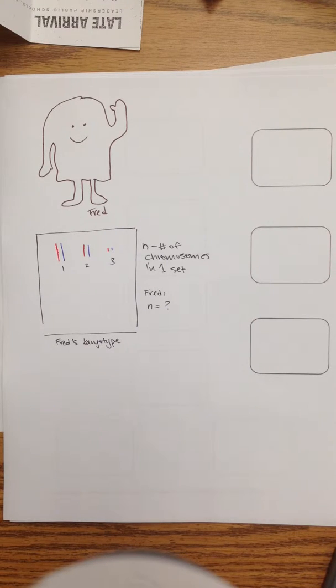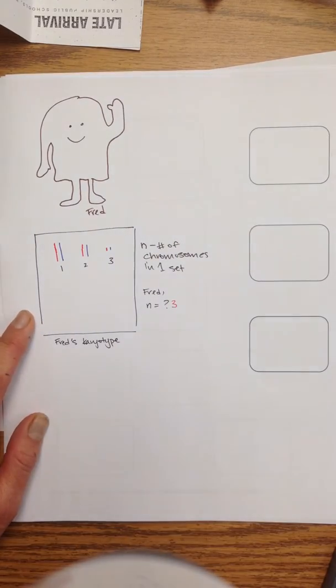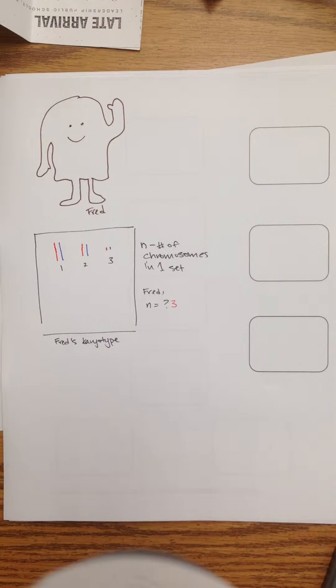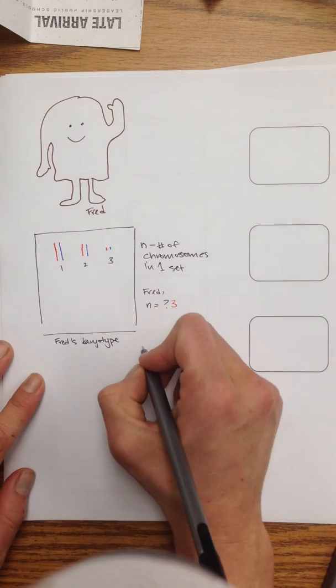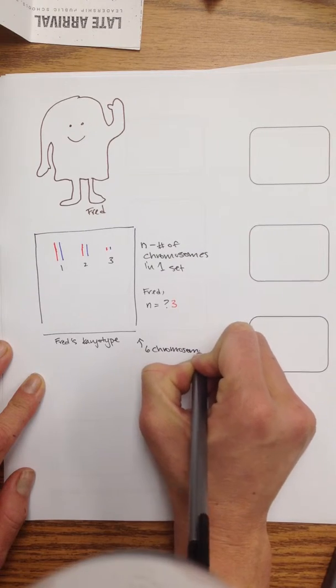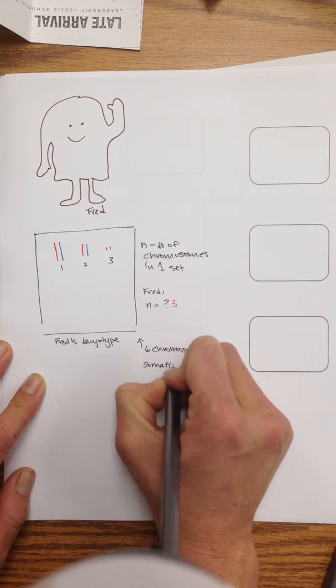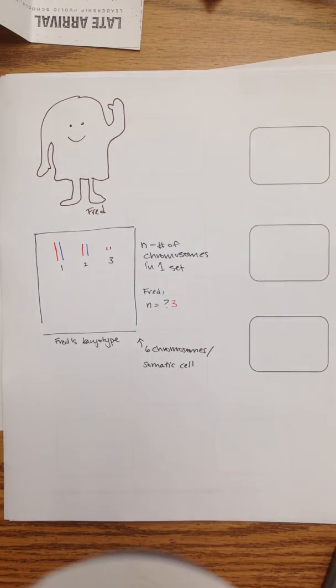All right, so for Fred, one set of DNA. He has two sets. If I look at all the red chromosomes, there are 3 of them, so N equals 3 for Fred. That means in each body cell of Fred's, how many chromosomes does he have? You can look right here. 6 chromosomes per somatic cell. Somatic cells are all cells in your body except for the gametes, except for the sperm and eggs.